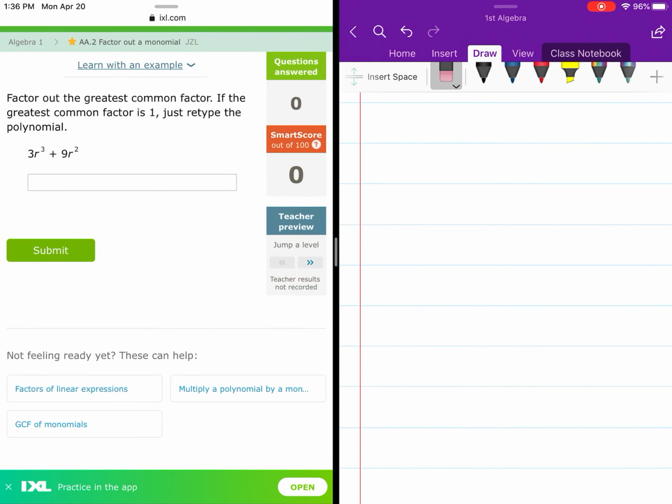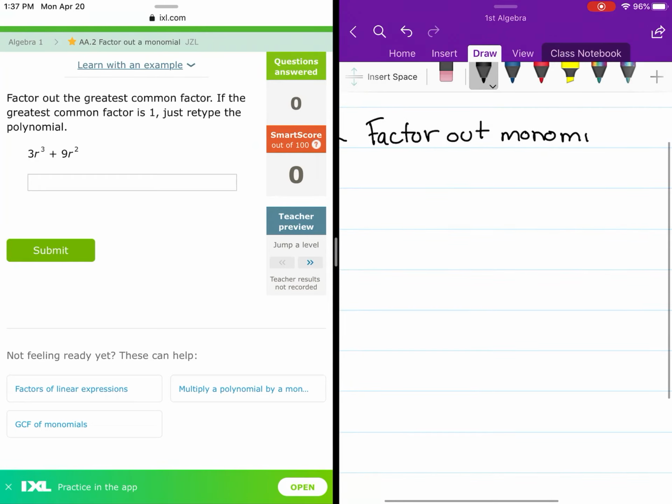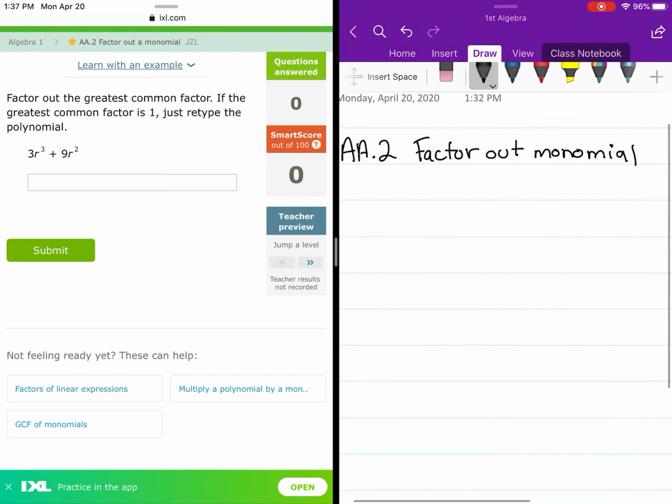For this topic, what we will be doing is factoring out a monomial. We have topic AA.2. When you are factoring, what you are doing is you are dividing out from your expression.